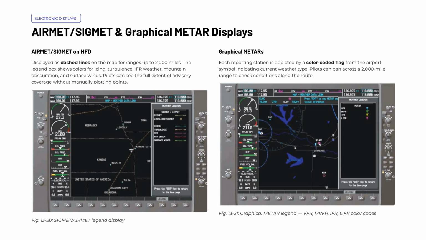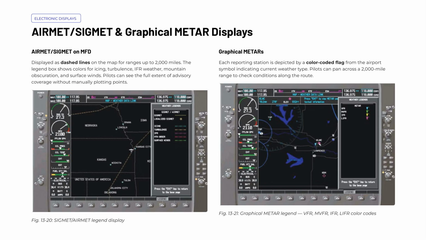Modern multi-function displays give pilots a powerful advantage by presenting complex weather advisory information in a clear, visual format directly on the moving map. When AIRMETs and SIGMETs are overlaid on the MFD, they appear as dashed boundary lines covering display ranges of up to 2,000 miles.